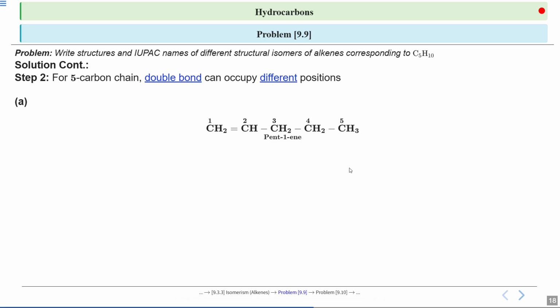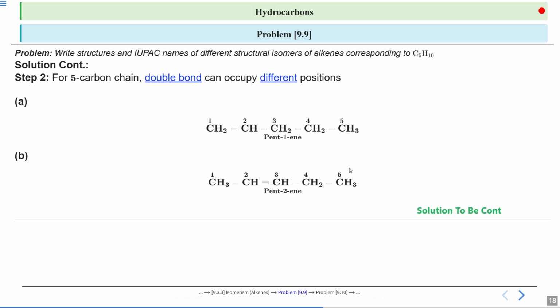This structure has the double bond between the first and second carbon atom. The name pent-1-ene indicates a 5 carbon chain with a double bond starting at the first carbon. The next isomer shown is pent-2-ene. Here the double bond is between the second and third carbon atoms. The name pent-2-ene reflects the position of the double bond, which is crucial for distinguishing between different isomers.